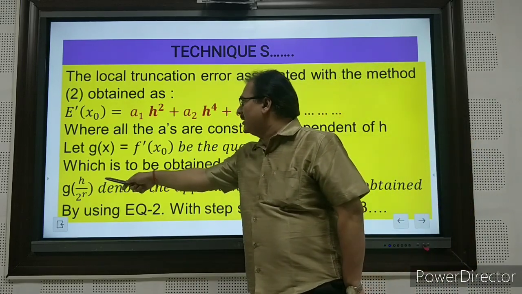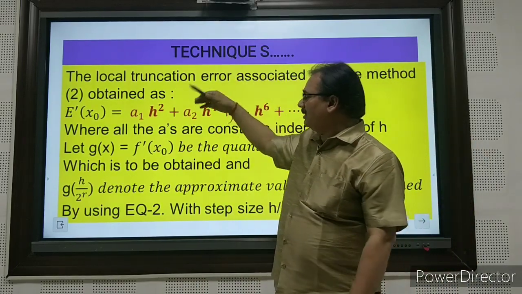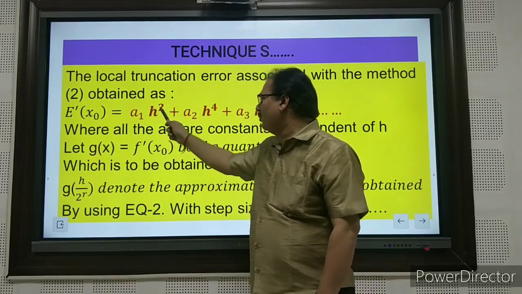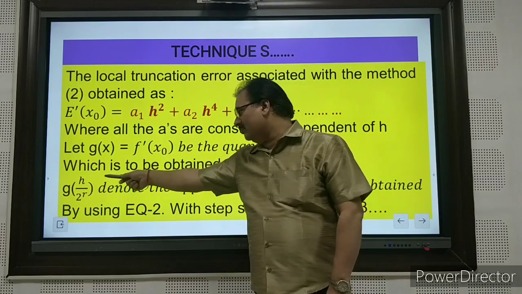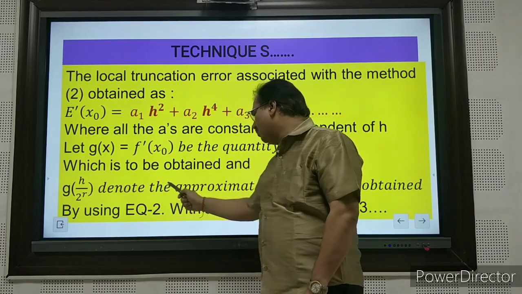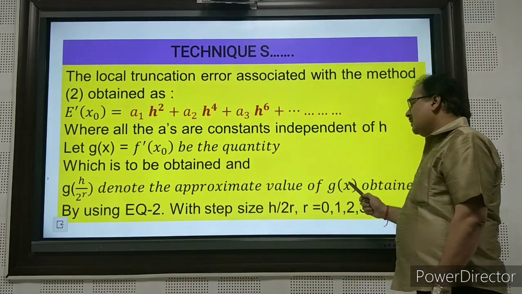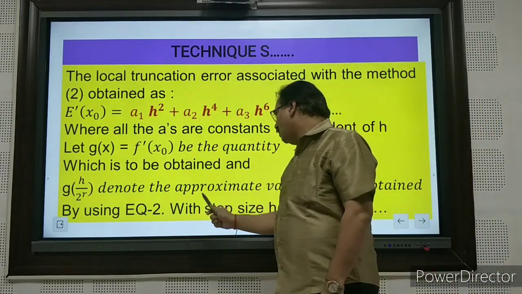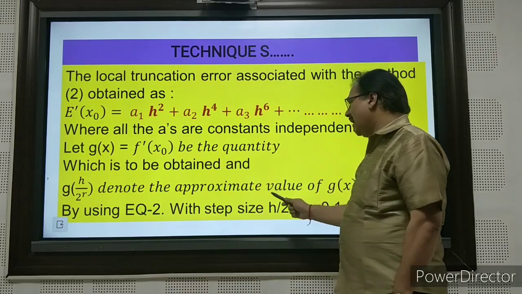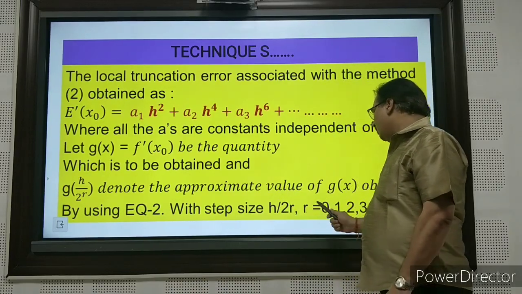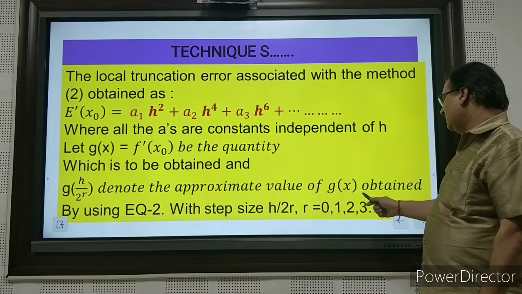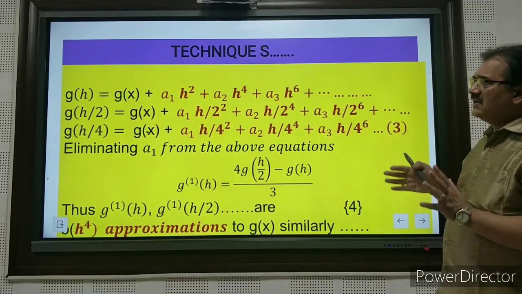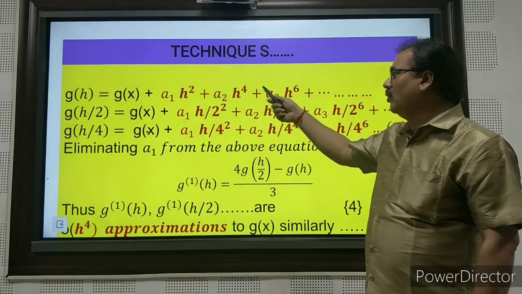G of h by 2 power r. Why have we taken this? For simplicity we have taken 1 by 2 and then this series. It means g of h by 2 raised to power r denotes the approximate value of gx obtained by using the previous equation 2 with the step size h by 2 raised to power r, where r varies from 0, 1, 2, 3 and so on. Now, with this assumption, you will get the following equation.